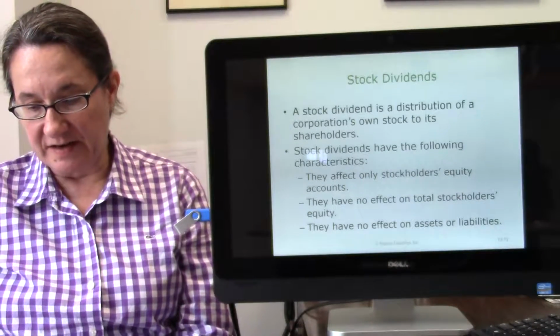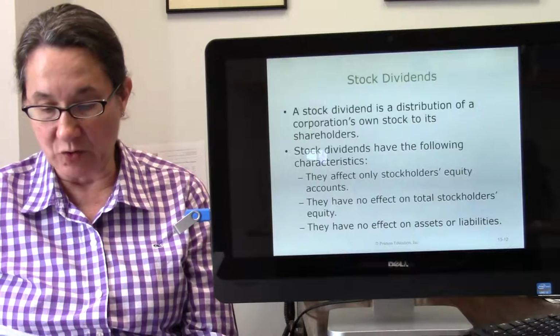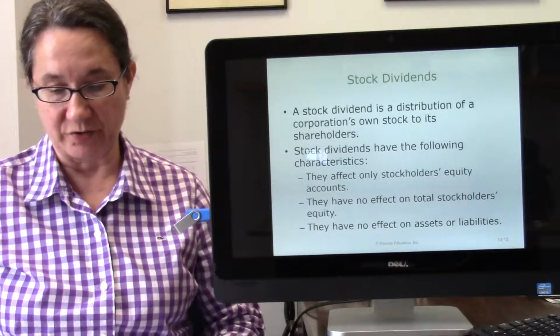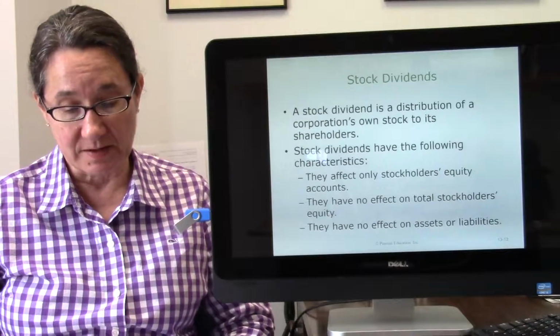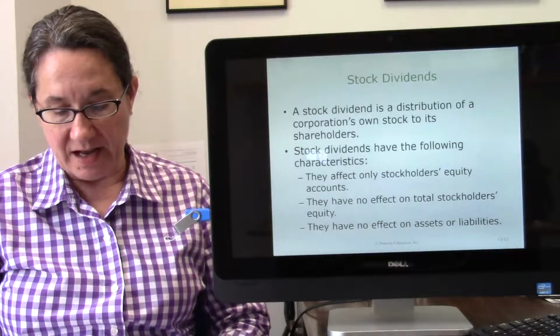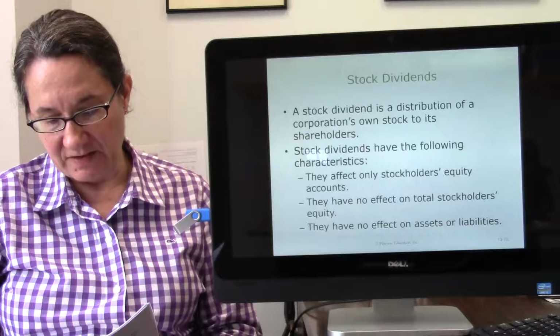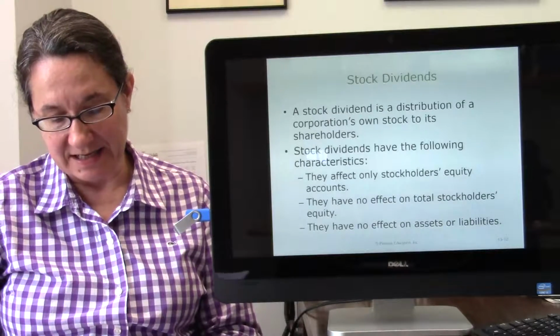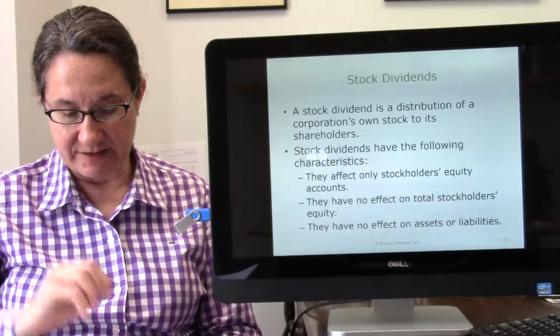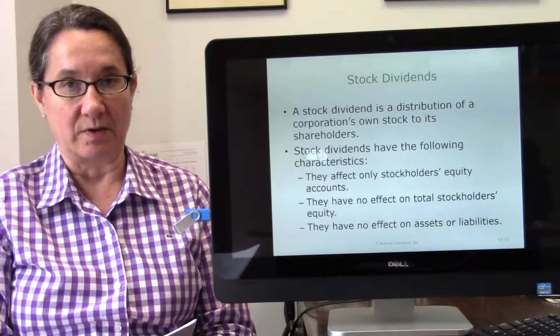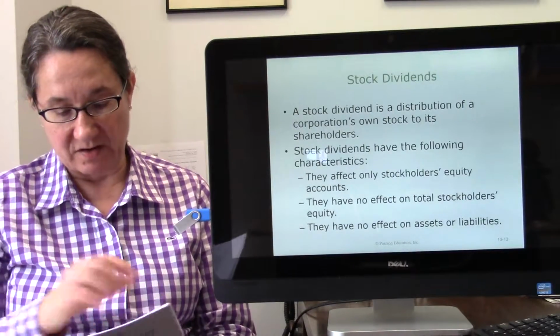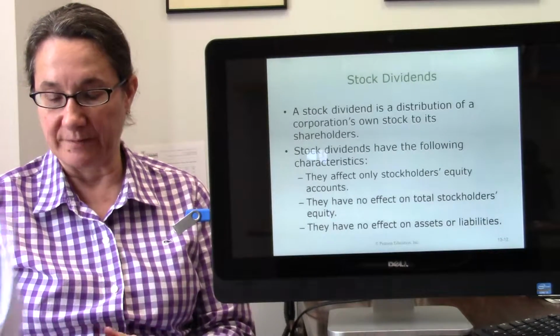A stock dividend is a distribution of the corporation's own stock to its stockholders. So you don't necessarily always have cash dividends. Sometimes you get stock. Unlike cash dividends, stock dividends do not give any of the corporation's assets like cash to the stockholder. Stock dividends have the following characteristics. They only affect stockholders' equity accounts. They have no effect on total stockholders' equity.